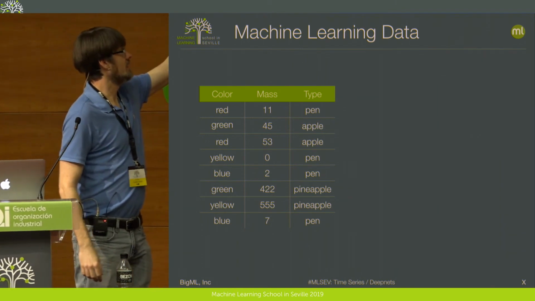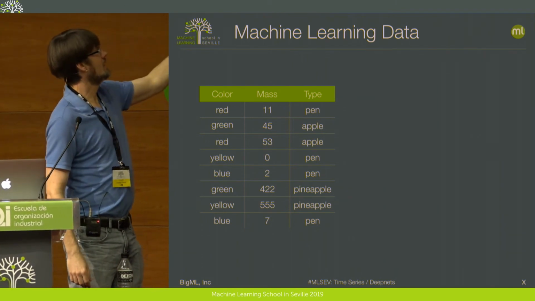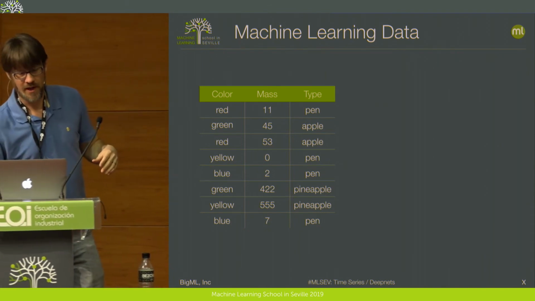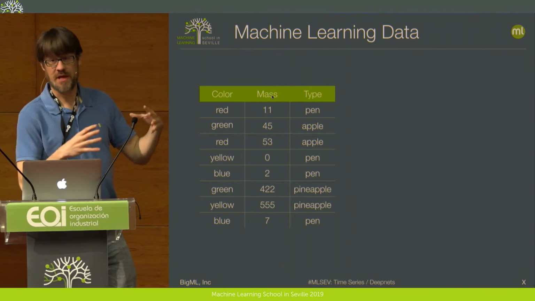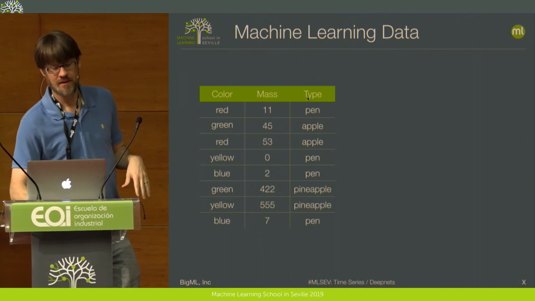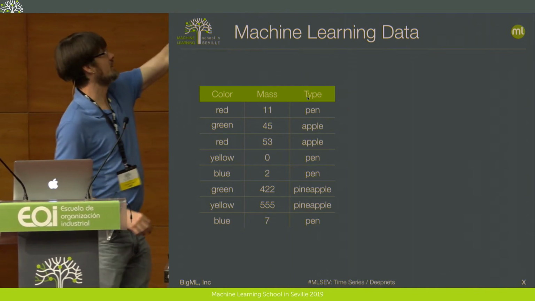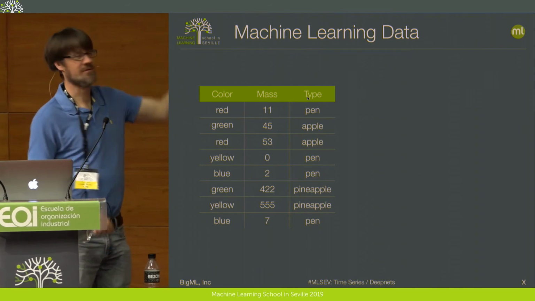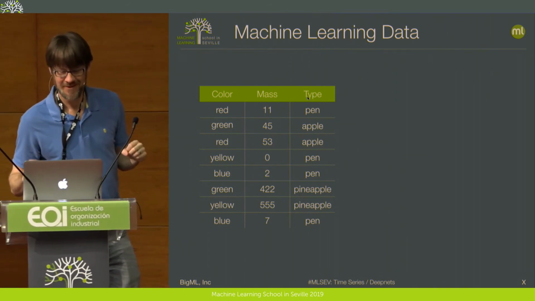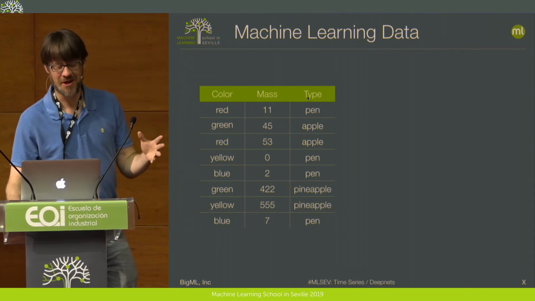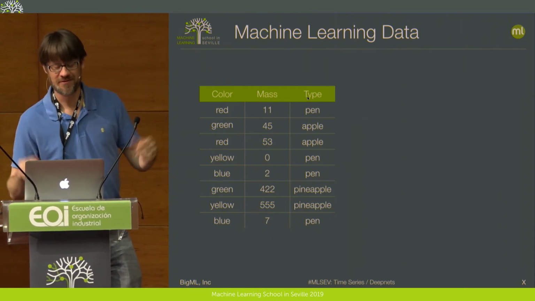Here we have machine learning data of the usual type. So I have all of these objects. I know what color they are. I know how much they weigh. And based on those two features, I'm going to decide what type of object it is. It's either a pen, an apple, or a pineapple. This is one of our engineers made up this example, and I find it charming somehow.